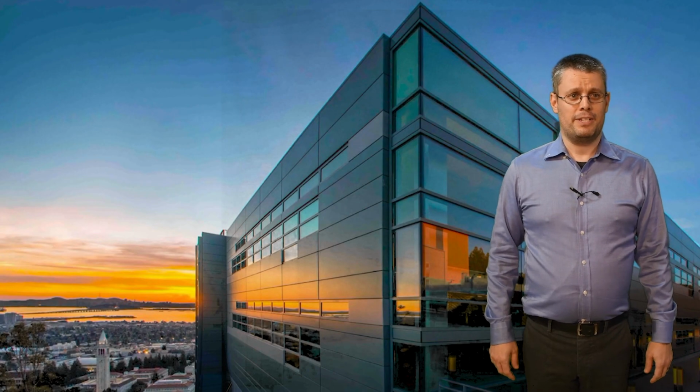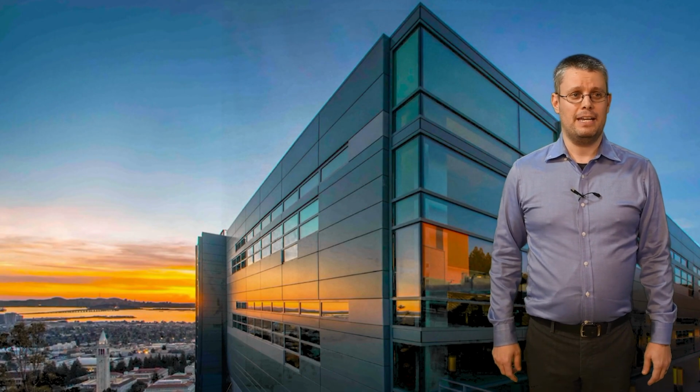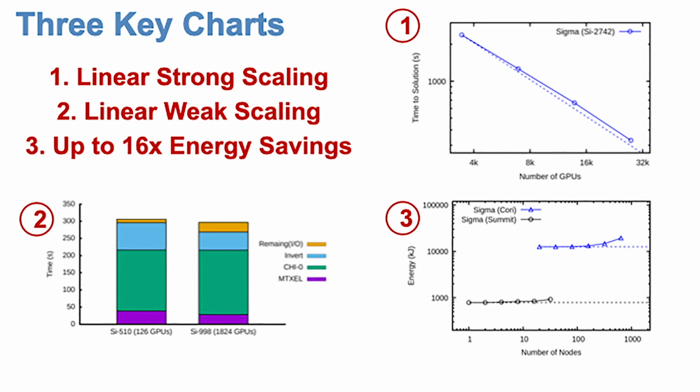To summarize what we've presented today, I want to emphasize 3 exciting plots and 3 really exciting numbers. Let's start with the plots. The first plot shows near perfect strong scaling to full Summit system, including I/O. The second plot shows excellent weak scaling as we double the system size. And finally, the third plot shows an order of magnitude energy to solution improvement as we move from the Cori Intel Xeon system to the Summit accelerated system.